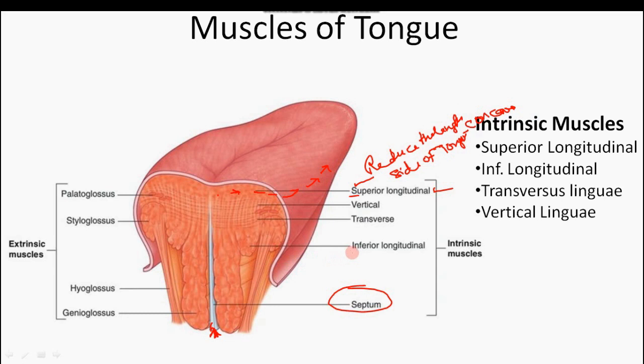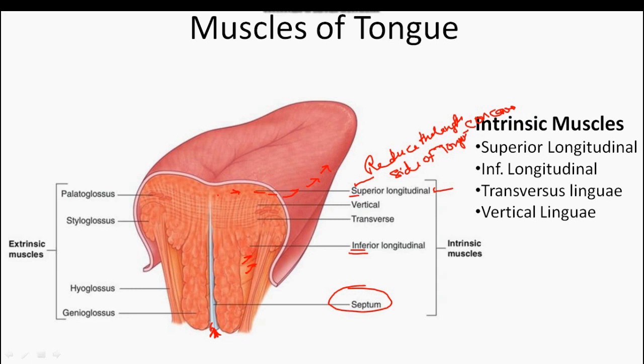This inferior longitudinal, we will see this inferior longitudinal. The fibers are also present beneath this mucous membrane, and we can see they are present deep to this hyoglossus. This one is the hyoglossus muscle. So they are present deep to the hyoglossus, and the direction is in this way.